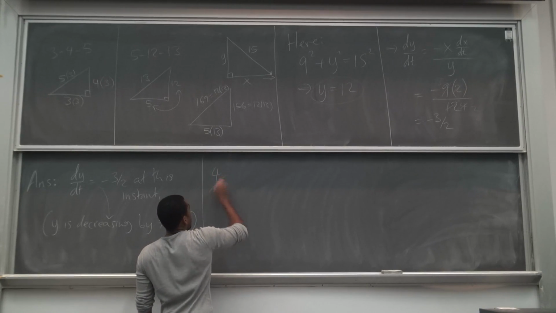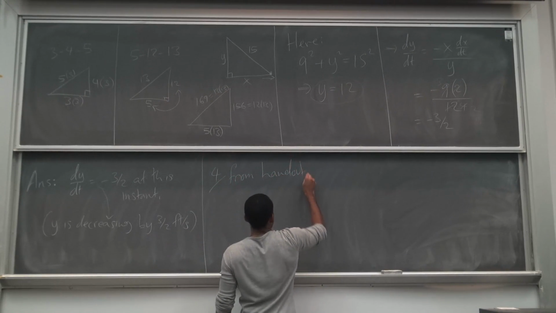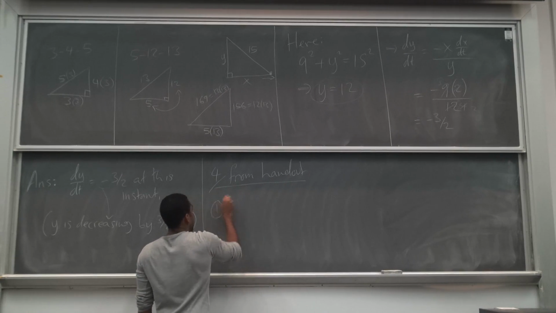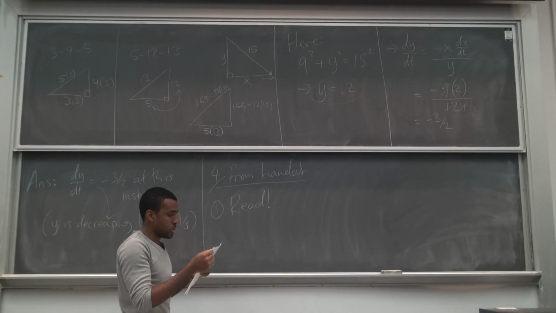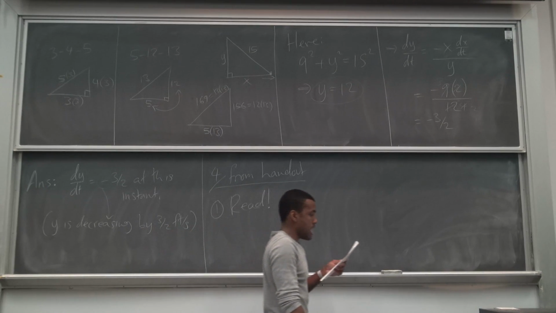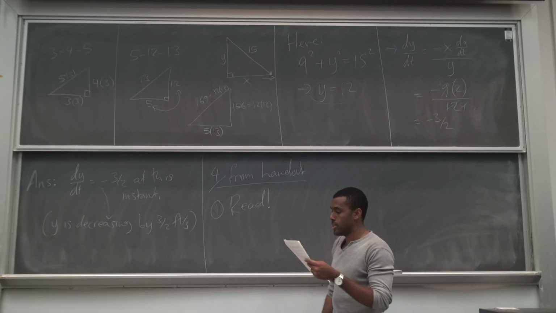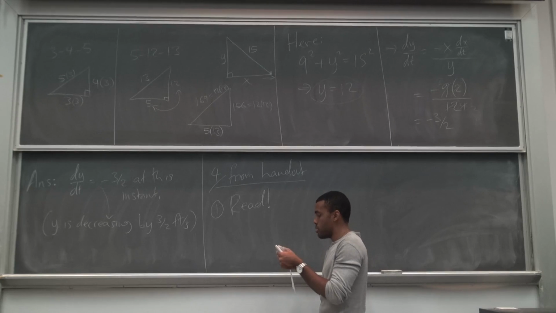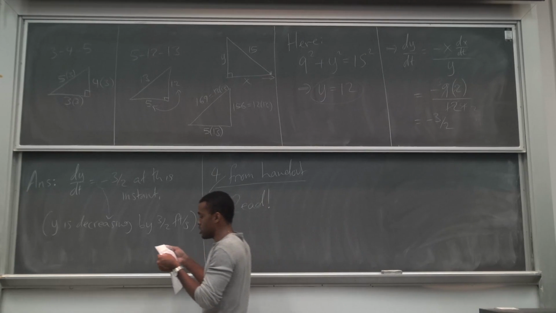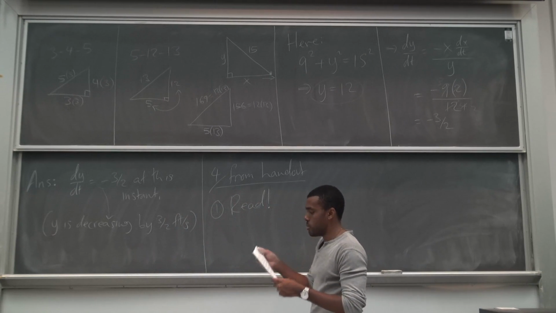Let's do problem 4 from the handout. This is the last one. Step 1, read the problem. Okay, so let's see what's going on. Ship A is 80 miles west of ship B. At this time, both ships set sail, say at noon. Ship A sails south at a speed of 20 miles per hour, while ship B sails north at a speed of 10 miles per hour. How fast is the distance between the two ships changing at 2 p.m. if they both maintain constant speed?